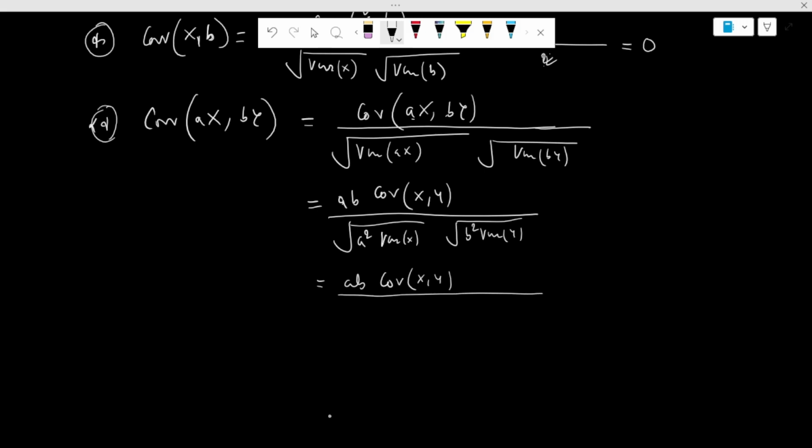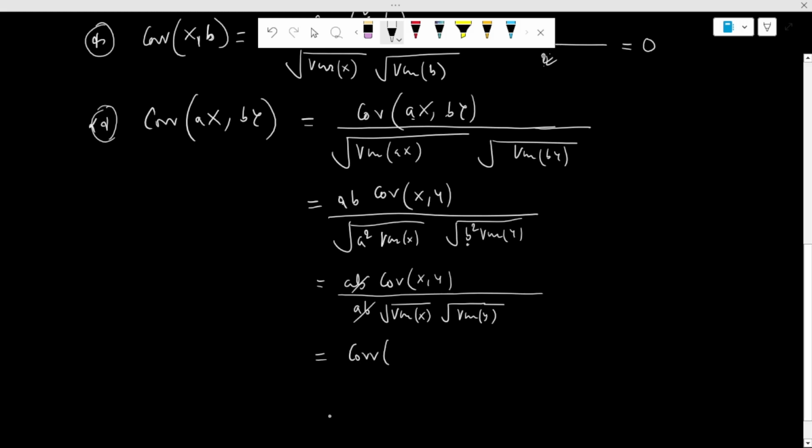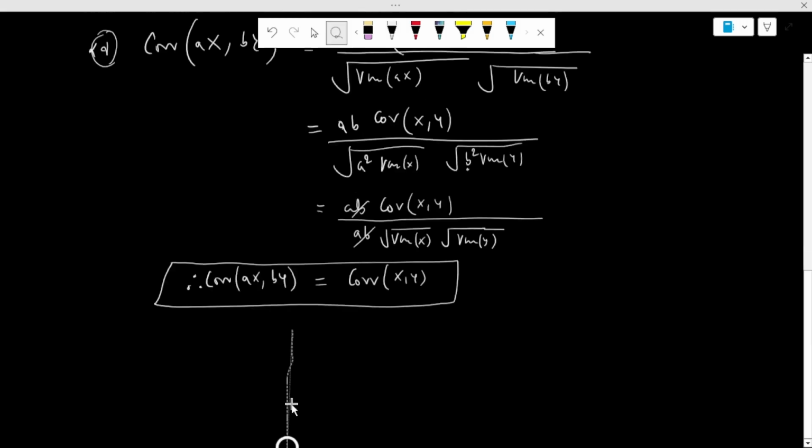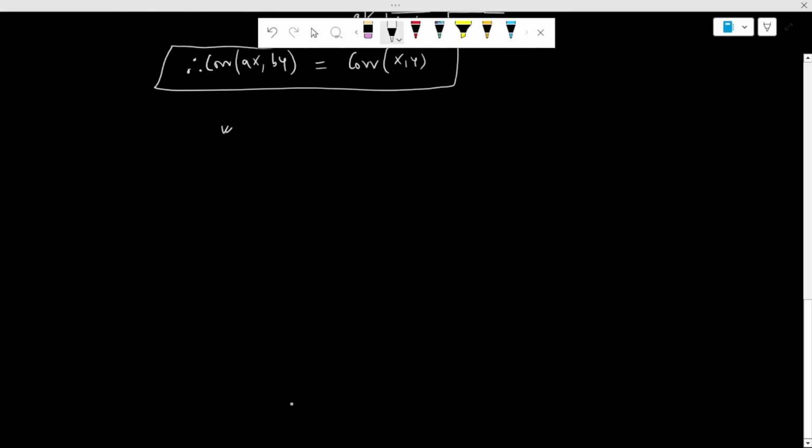And a square, so outside of this square root we get a, and from here we get b. So ab cancel out, and we are left with covariance of xy divided by root under variance of x into root under variance of y. This is again equal to the correlation between x and y. So we see that scaling does not affect the correlation; the correlation coefficient is independent of any scaling. Now let me explain this property with the help of an example.